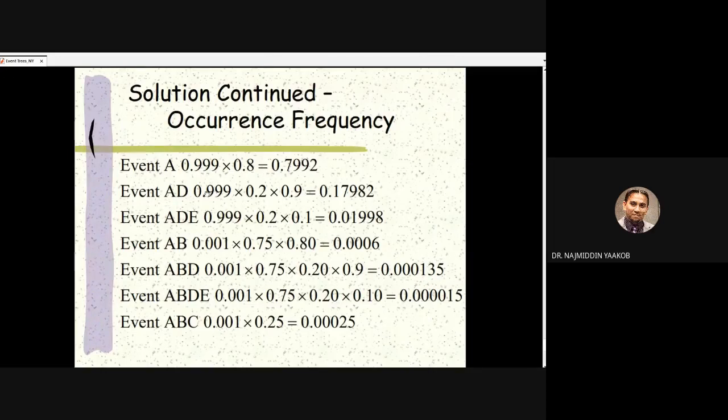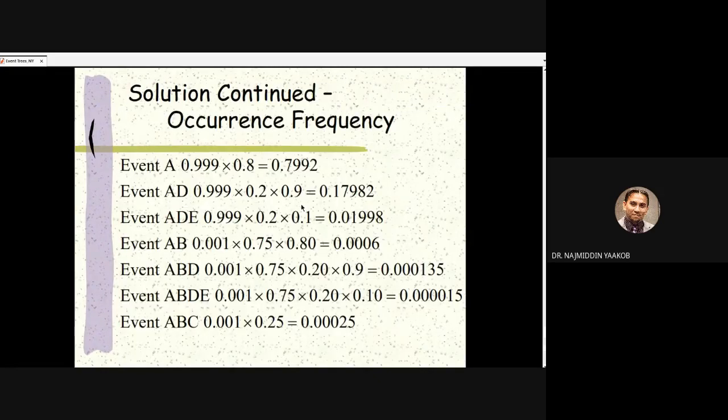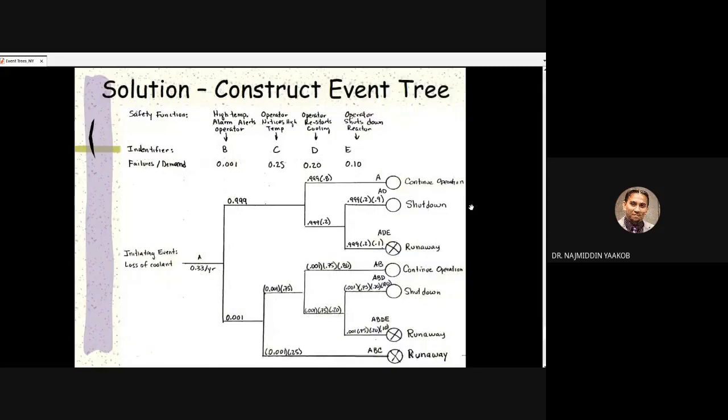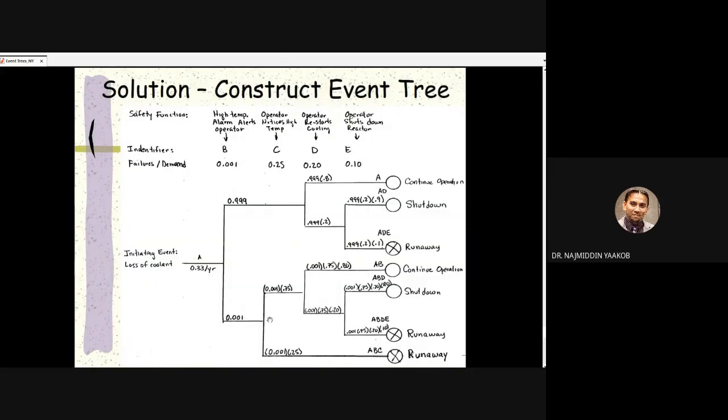So how do you calculate the event A? What is A? A is 0.99. You can see 0.99 times 0.8, which is here, A, which is continue operation. Up, up, you get this 0.99 times 0.8. So you get this value, the end value over here, right? So you get event AD. What is AD? AD is a shutdown. ADE is a runaway.